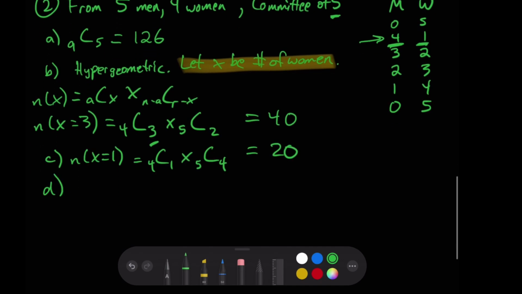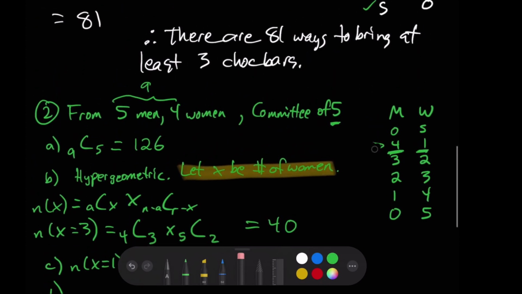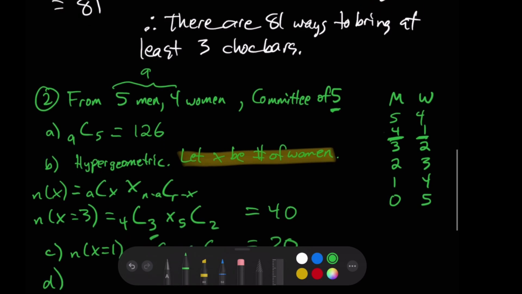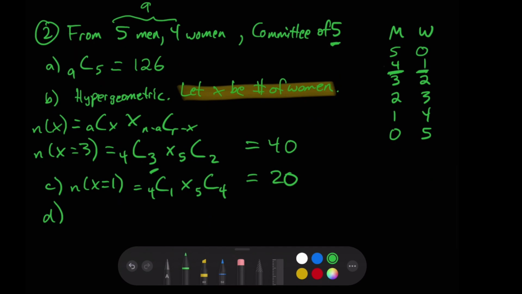Question D, no women. So I want this committee right here. Whoop. I want this committee here. That is, I made a mistake on here. I want the first committee. That's 5 men and no women. All right. Once again, I'm not going to change my question. I could set X to be the number of men. I don't want to change that. I'm just going to find when there are no women, when X is equal to 0.